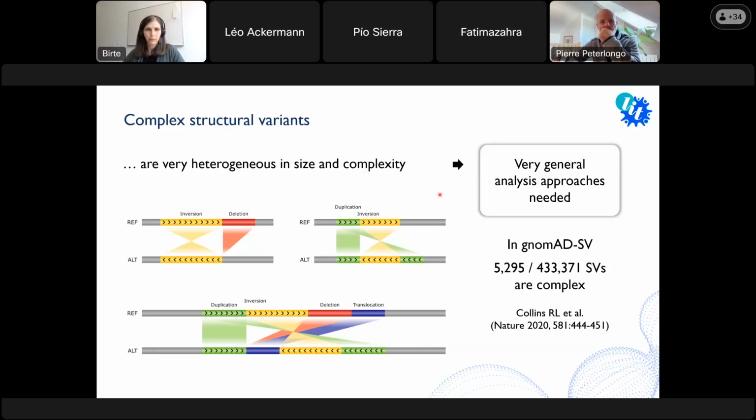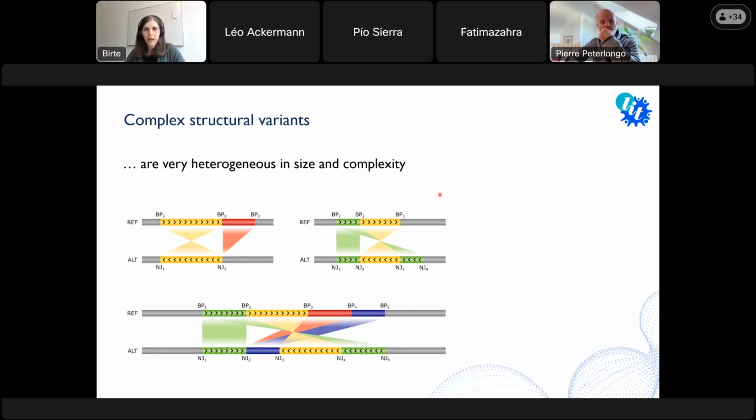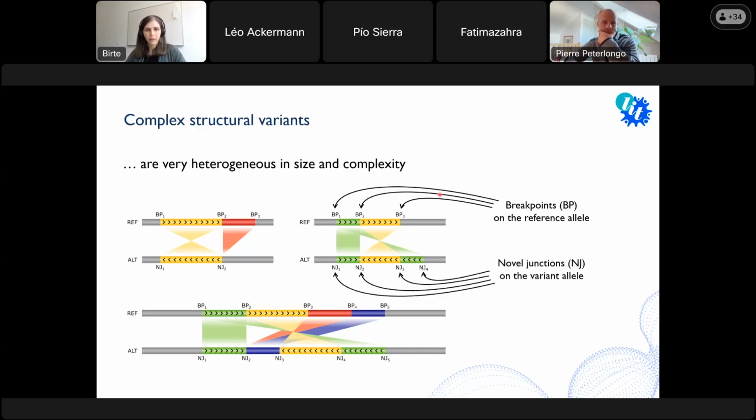So the first step, what we did is we said, okay, we specify complex structure variants in terms of their breakpoints and novel junctions. So breakpoints are the positions on the reference where you would break up the genome and then put these pieces of sequence together, creating novel junctions of the pieces of sequence that you broke up on the reference genome on the alternate allele to obtain the variant allele. So breakpoints are on the reference allele and novel junctions are on the variant allele. And each breakpoint or novel junction connects two pieces of sequence.